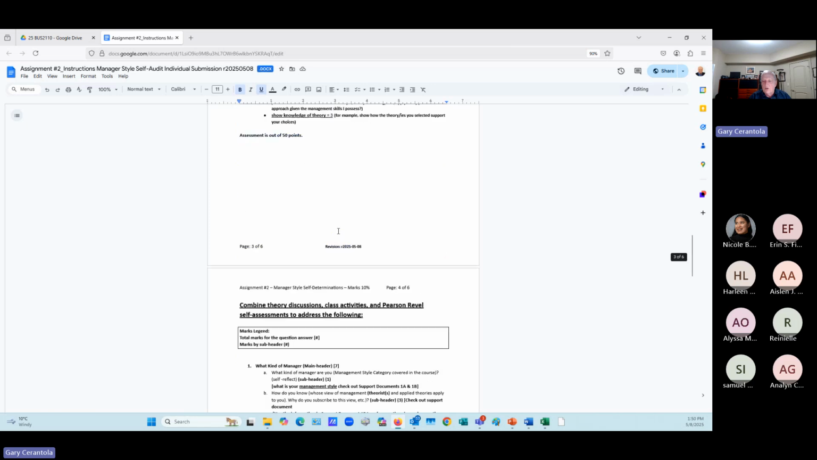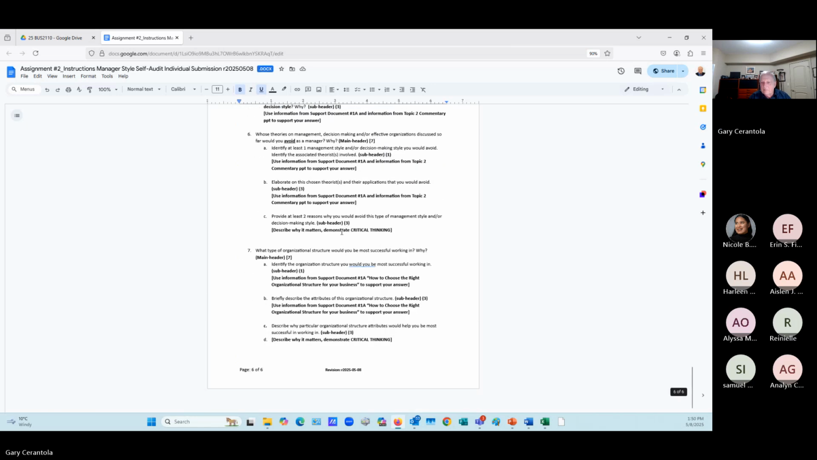So let's go to question number 7. All right. Okay. So it's here. What type of organizational structure would you be most successful working in, and why? All right, so you look at these little square bracketed notes: use information from support document 1A. Okay, and there are about 5 articles I combined in that particular file. The one article I want you to go to is how to choose the right organizational structure for your business. So that will give you a good idea to answer this question. Okay, so that's where that piece is.